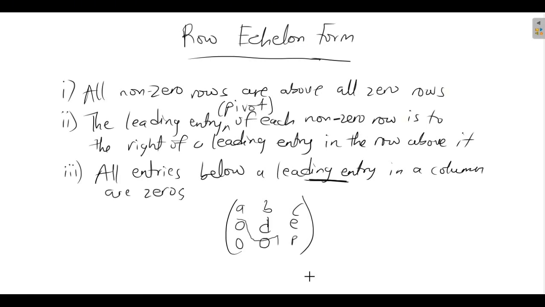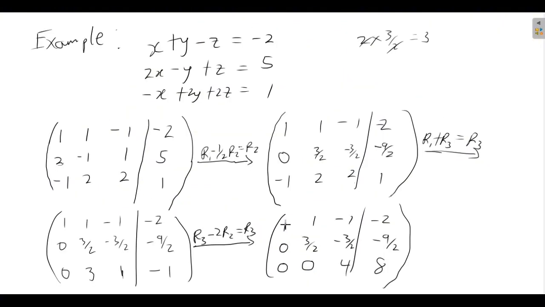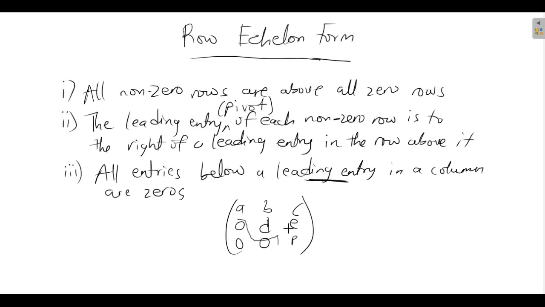Now, the leading entry, that is the pivot of each non-zero row, is to the right of a leading entry in the row above it. So let's check this. The first pivot is 1. In the second row, the next pivot is 3 on 2, and that is to the right of the previous one, right? When we move to row 3, our pivot here is 4. The first leading entry is 4, which is also to the right of the pivot above it, 3 on 2. So you can see that that condition is met.